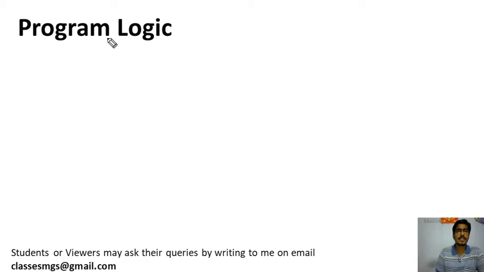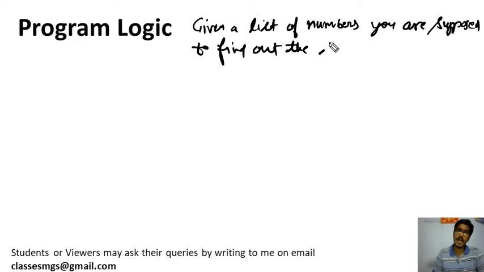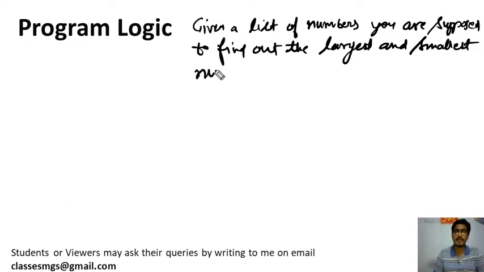So first we will discuss the problem statement. Given a list of numbers, you are supposed to find out the largest and smallest number in the list. So this is our problem.